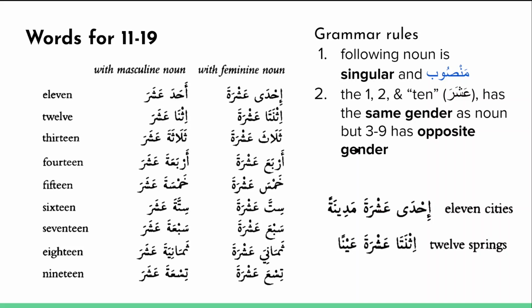Similarly, if I was to say 12 springs, ithnata ashrata aynan. Now you practice, so try saying something like 12 stars. This is from the Quran, or 12 planets. And the word for planet or star here is kawkaban. Kawkaban. So how would I say 12 planets? Well, I'm using a masculine noun, so it's ithna ashara kawkaban. And you can practice with some of these other numbers as well, although like I mentioned, they don't appear that commonly in the Quran.